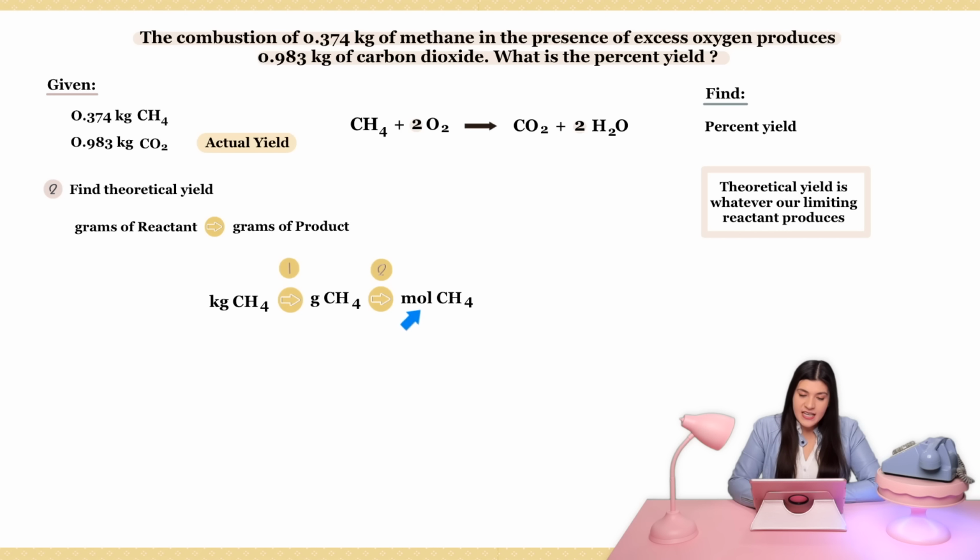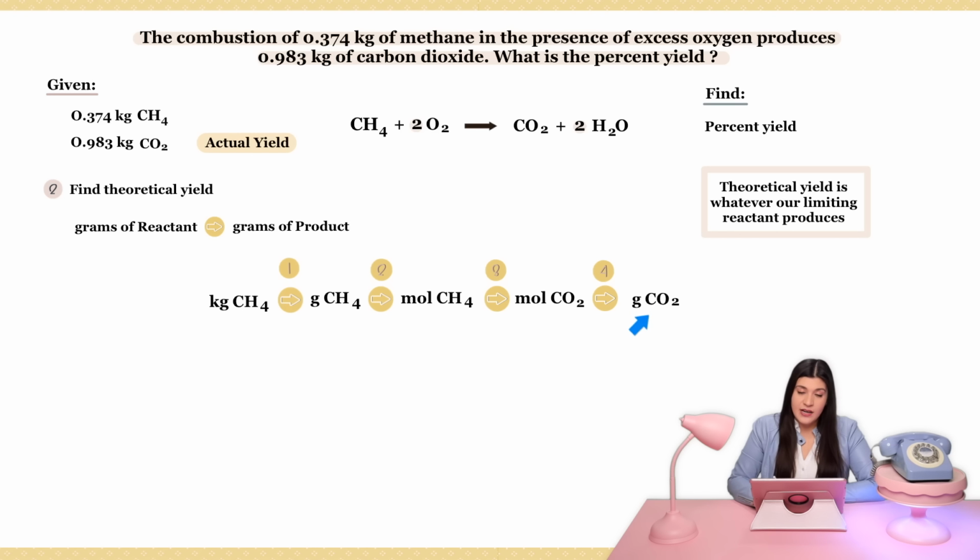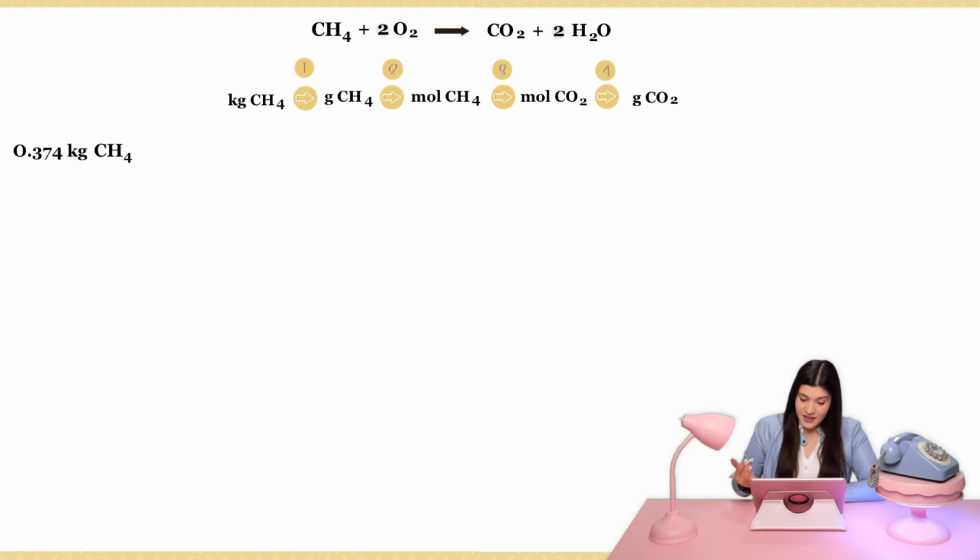And then, since I'm at moles of methane, I want to do a mole-to-mole ratio to get the moles of CO2, which is our product. So this just allows us to change the compound that we're looking at. And then finally, I want to get back to grams, and I'll use the molar mass in this case to get back down to CO2, so grams of CO2. So this is our plan. Now I'm going to keep going, and let's put everything together and do the math.